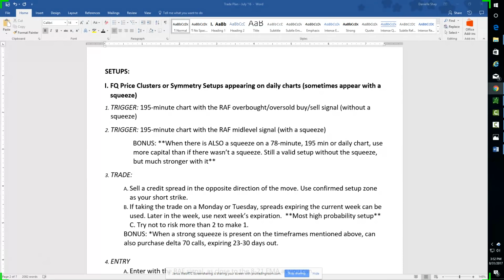We can definitely get into that. But okay, so as far as the setups go, they're really an even favorite. I have Fibonacci price clusters or symmetry setups appearing on the daily chart.